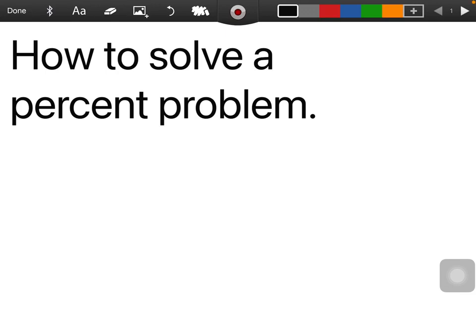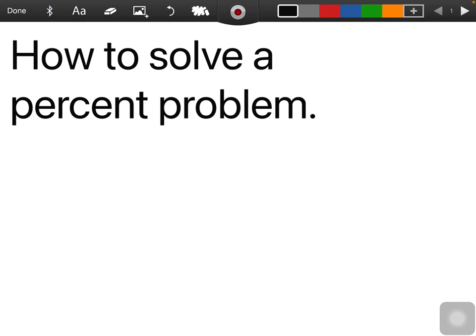Okay guys, we are going to look at how to solve a percent problem. We've already figured out how to set them up. Today we are going to look at how to make them where you can actually find a solution. So we have learned that there's a couple different ways of setting them up.